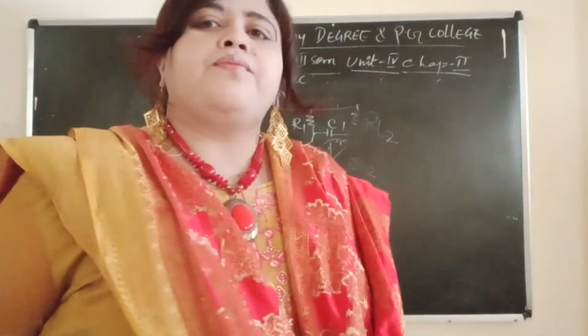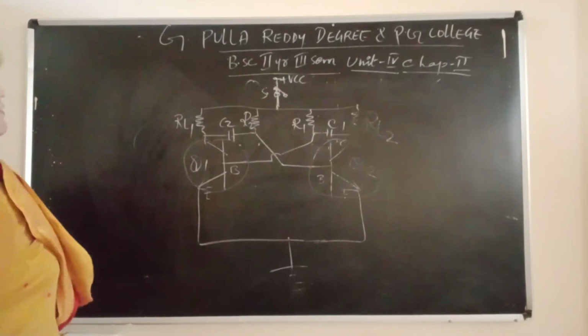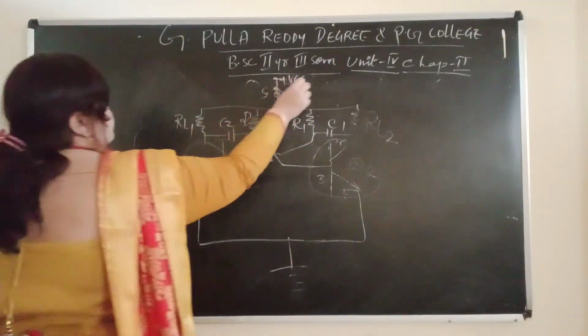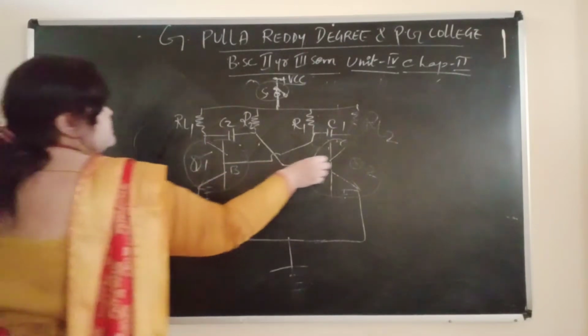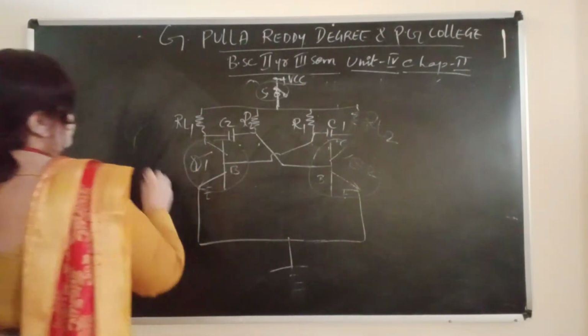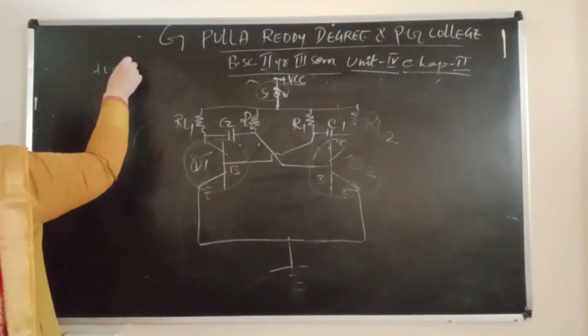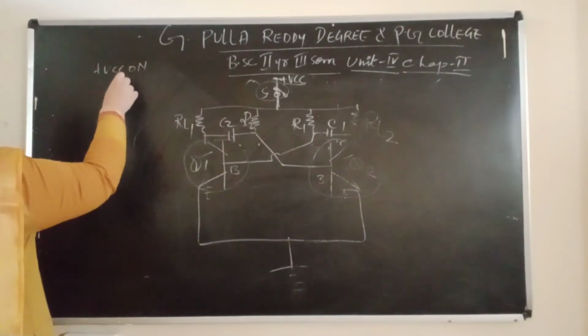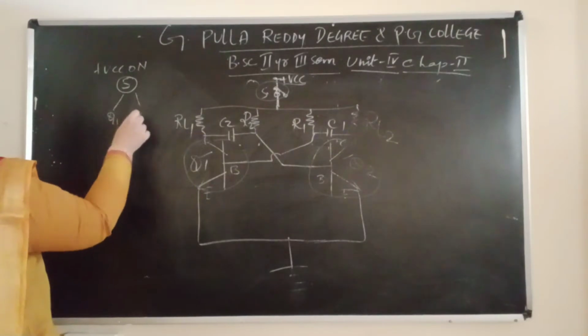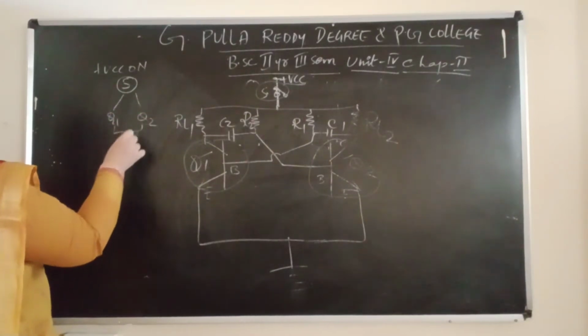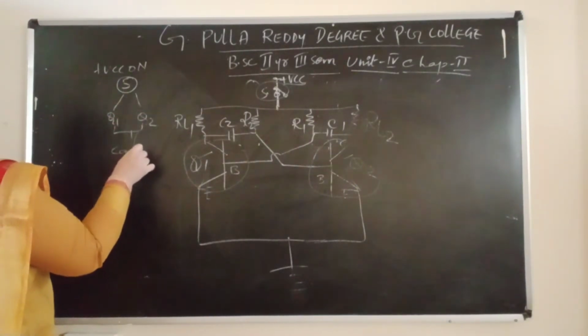First, when VCC is on, that means by closing the switch S, both the transistors Q1 and Q2 will start conducting.